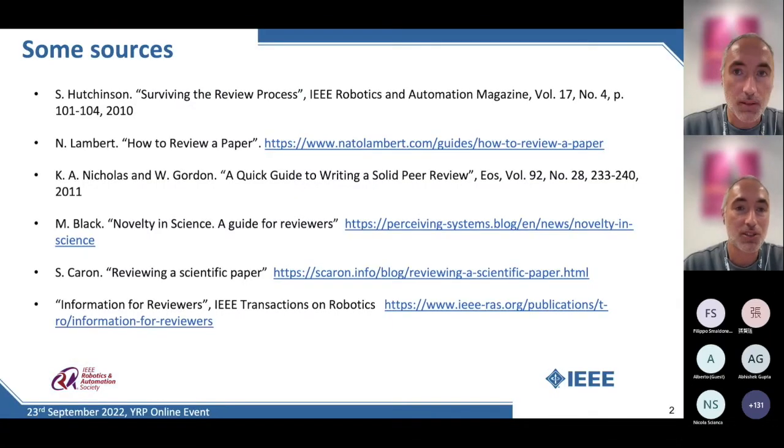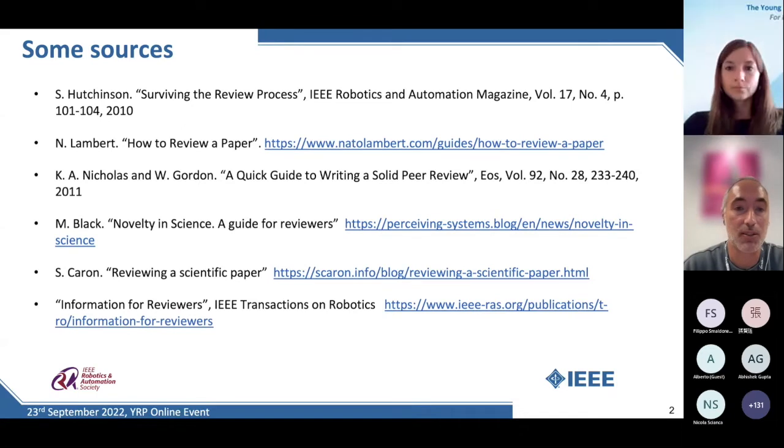First of all, here are some very nice sources, for example a paper from 2010 by Seth Hutchinson that explains how the review process works from the journal point of view, but it also gives many tips on how to write a review. Then there are other papers, and also blogs or posts from famous people, or people very active in science, who share their thoughts about how one should review papers. I really encourage you to look at these sources if you want to know more.